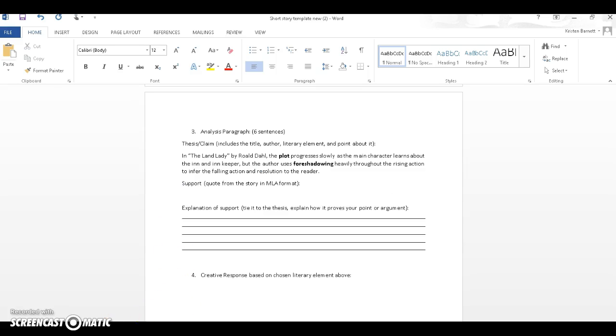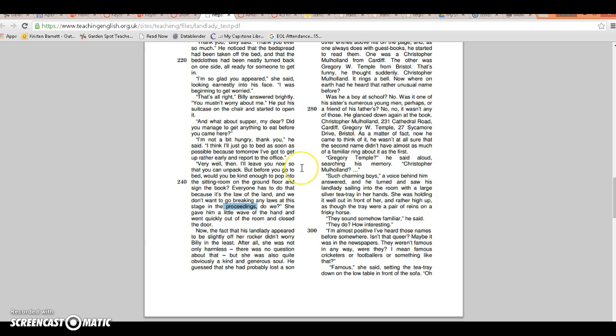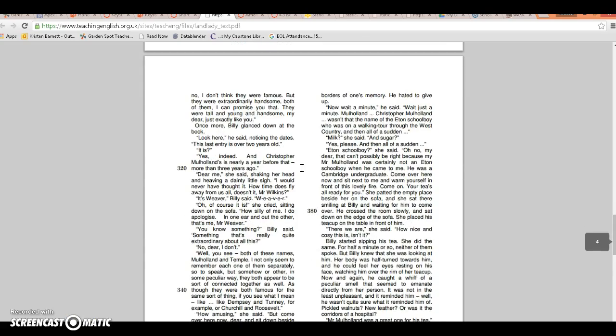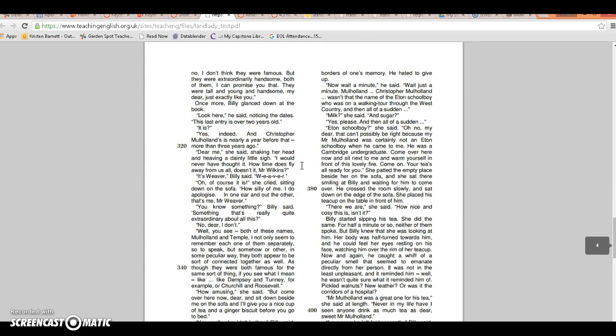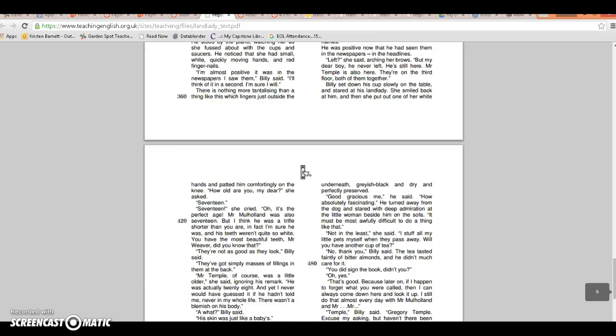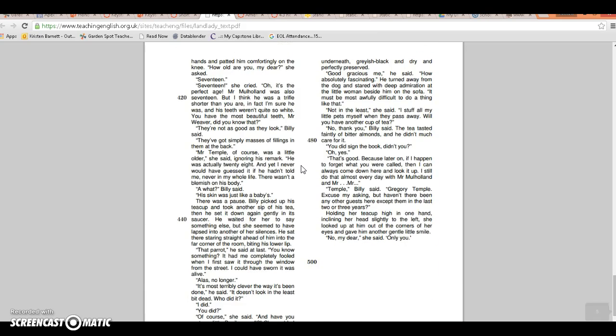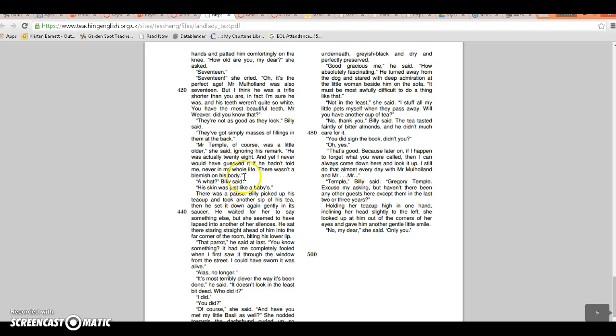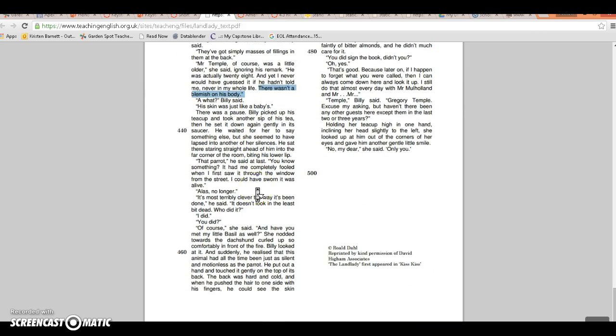My support should be a quote from the story in MLA format. So I could say there are a lot of examples of foreshadowing in the story. There are quite a lot. One of the creepiest ones, in my opinion, here. Let's do this quote. There wasn't a blemish on his body. We are on page 5.